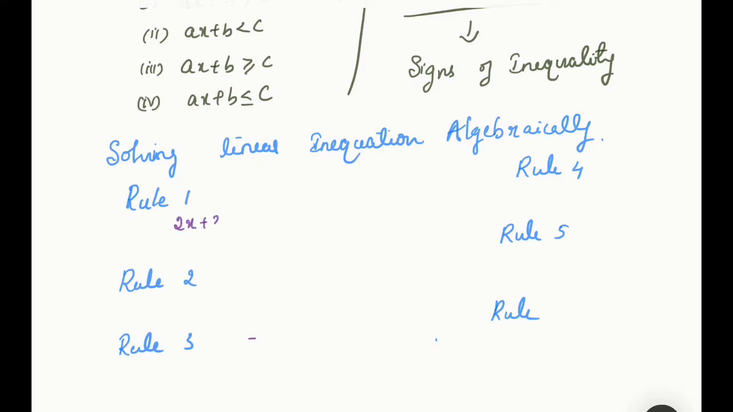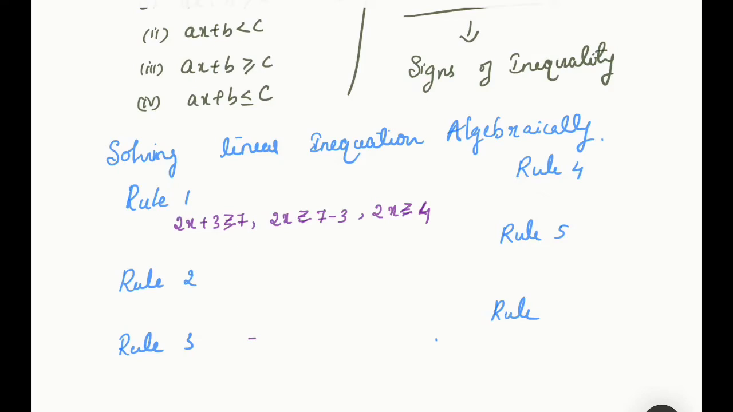2x plus 3 equals 7. What happens to this 3 when I take it to the other side? I get 2x equals 7 minus 3. Similarly, if 2x plus 3 is greater than or equal to 7, then 2x is greater than or equal to 4. This is how you do it.